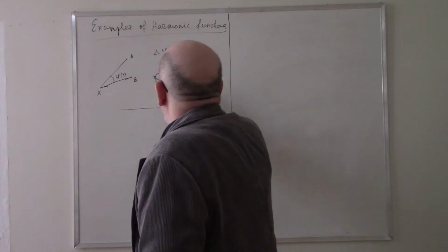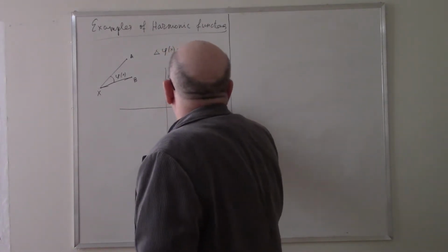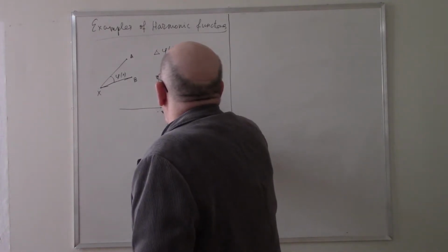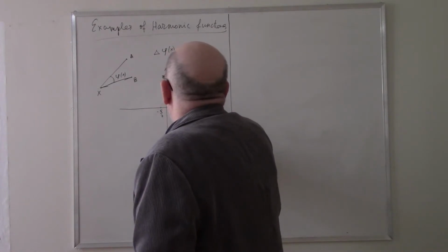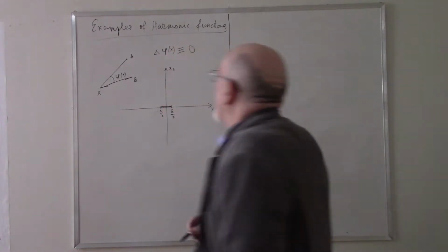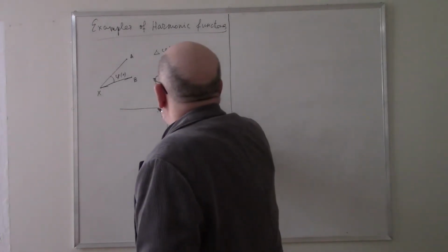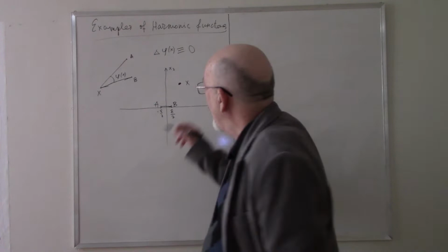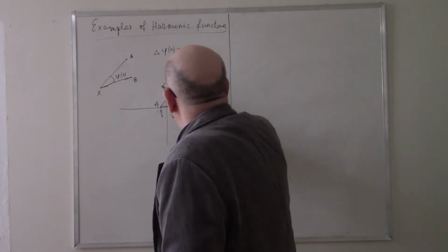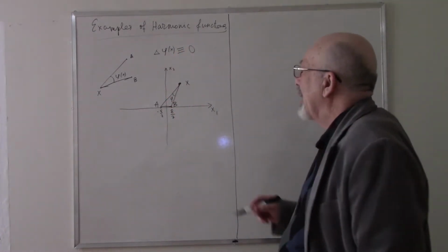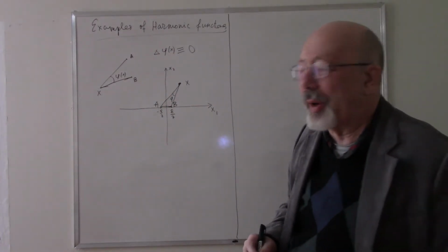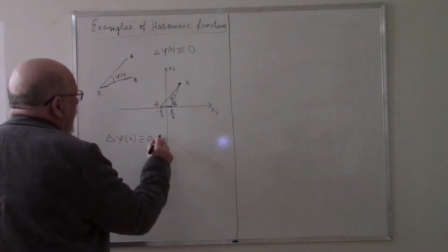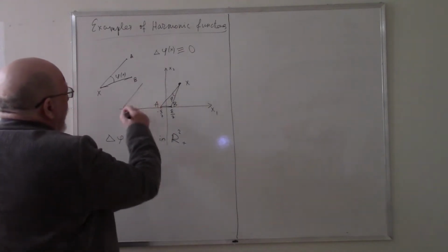Now let us consider 2 points, say x1, x2, and 2 points, say, minus epsilon over 2 and epsilon over 2. So these are the endpoints of a segment of length epsilon. Let this be A, this is B, and for any x in the upper half plane, we have this angle phi, and so this is a harmonic function in the upper half plane. So delta phi of x is 0 in R2 plus, in this domain.